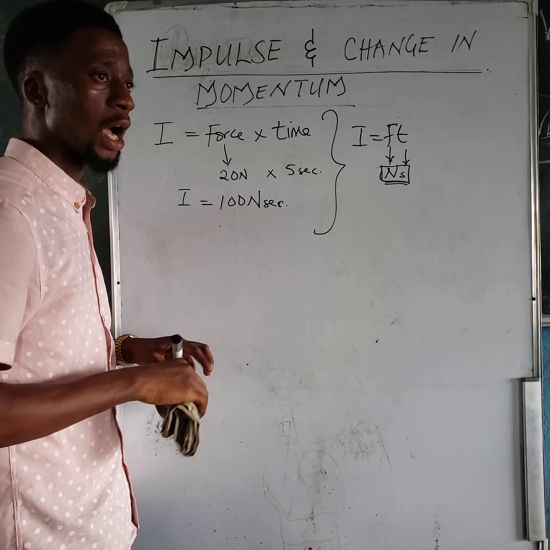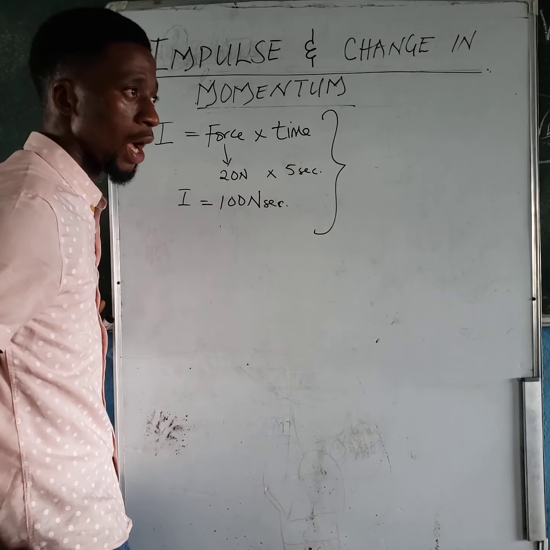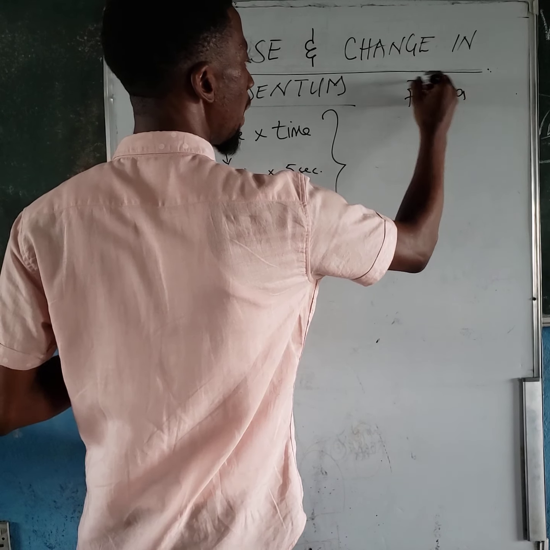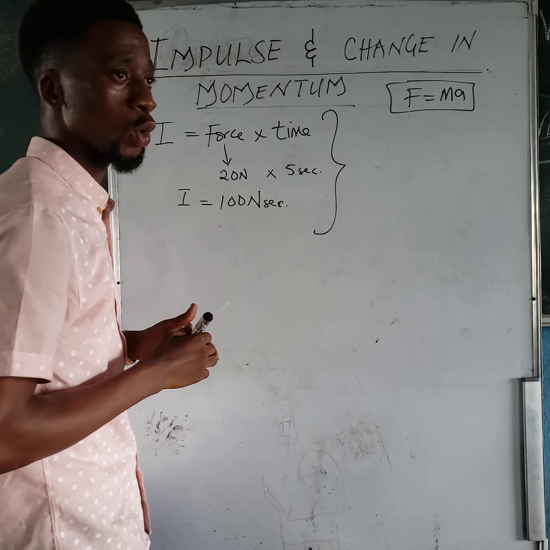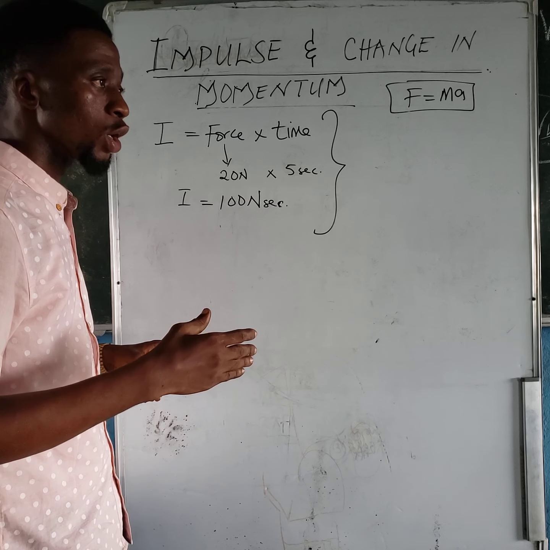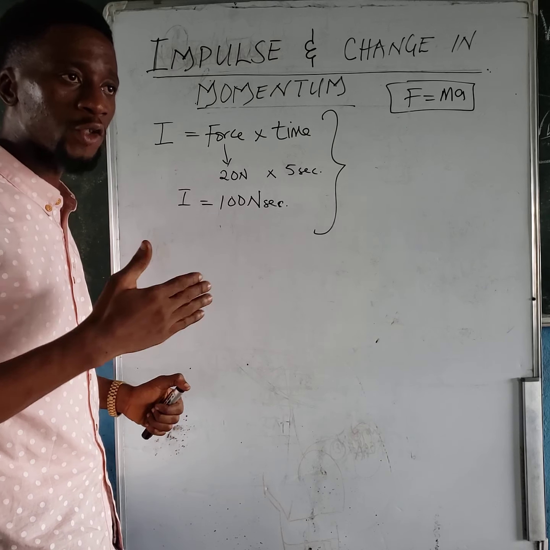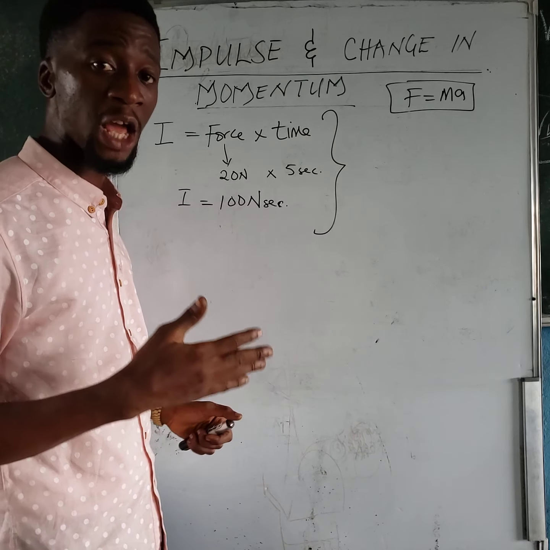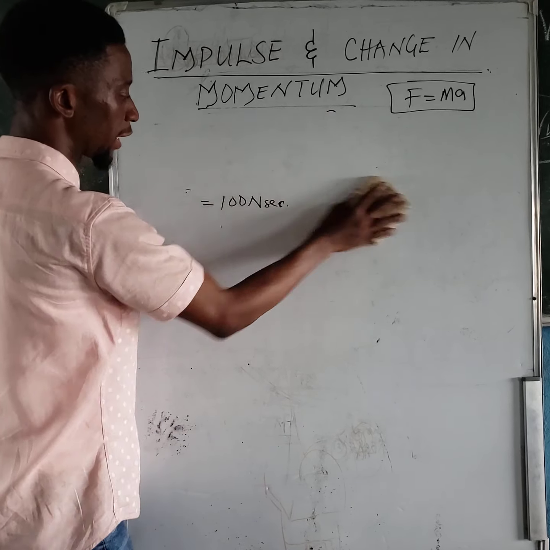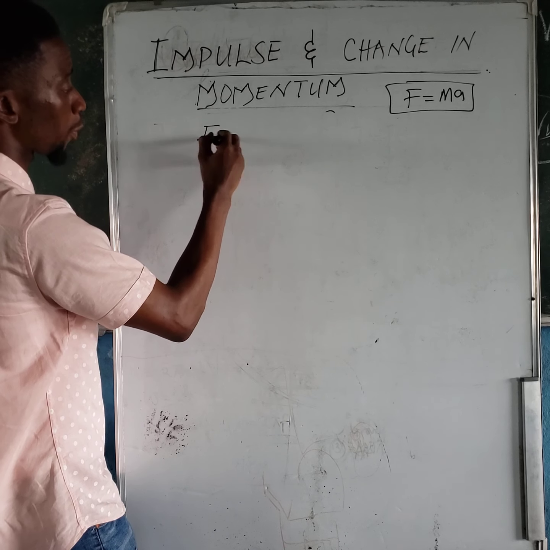From basic physics and from Newton's second law of motion, we looked at how we derived F equal to ma, which tells us that force is equal to the product of mass and acceleration. From Newton's second law of motion, we stated that the rate of change of momentum is directly proportional to the applied force and takes the direction of the applied force. If we derive that equation briefly again, we have this. We stated that rate of change of momentum is directly proportional to the applied force.